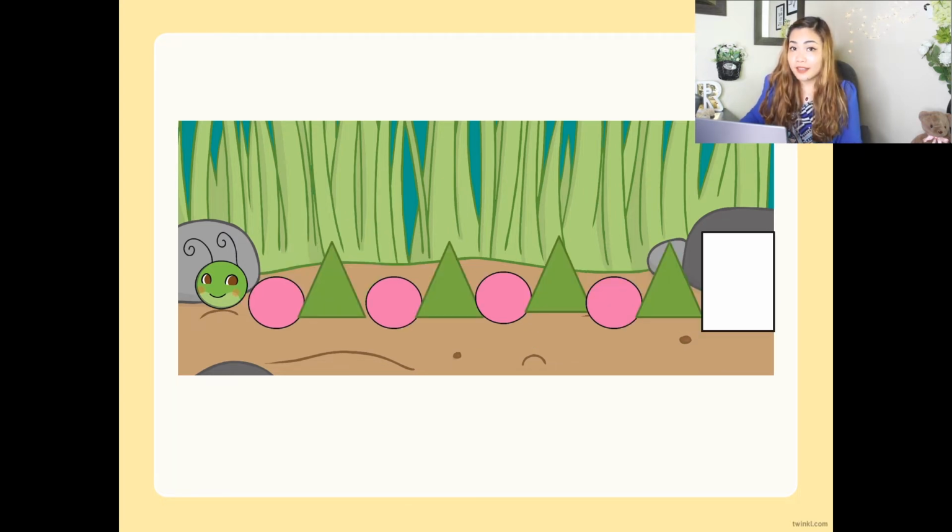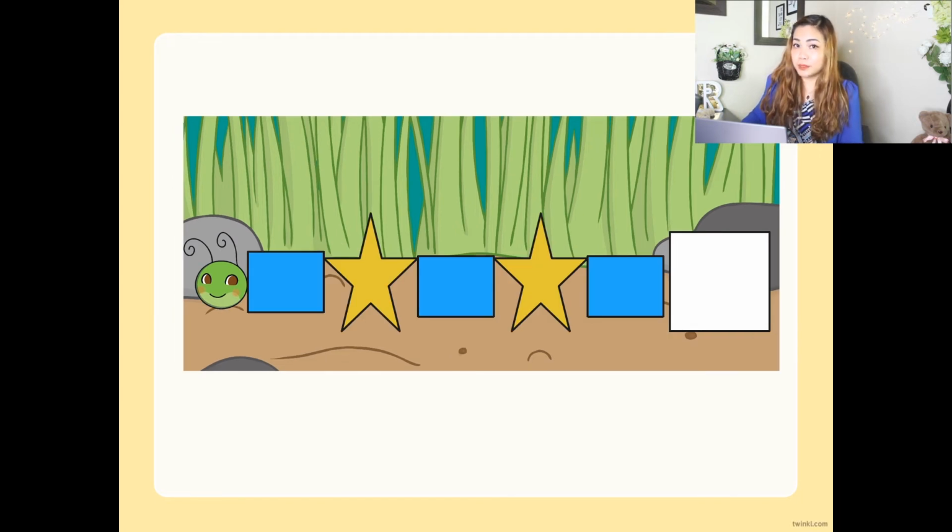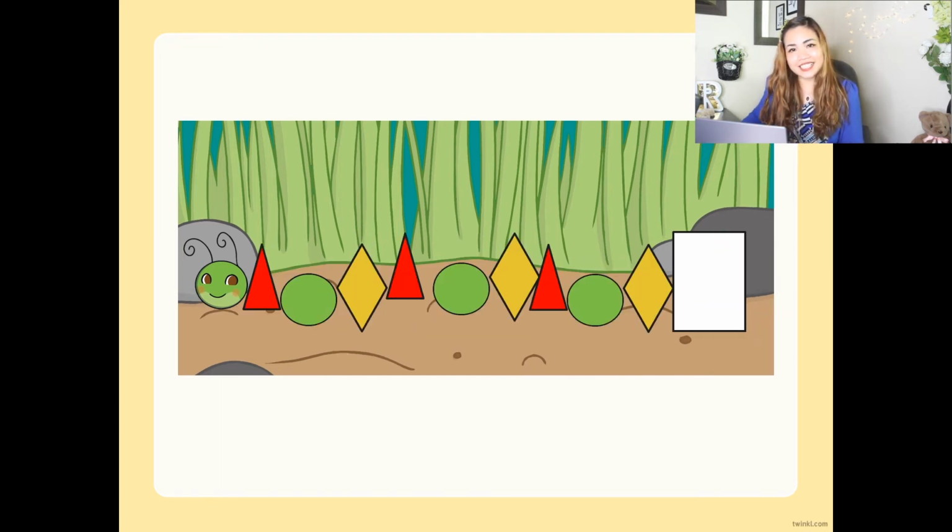Next, pink, green, or it can also be a shape, right? Like pink circle, green triangle, pink circle, green triangle. After that is pink circle. Next, blue rectangle, star, or you can say rectangle, star, rectangle, star, rectangle, star. Good job. Next, triangle, circle, diamond, triangle, circle, diamond, triangle, circle, diamond. What's next? Triangle. Good job.